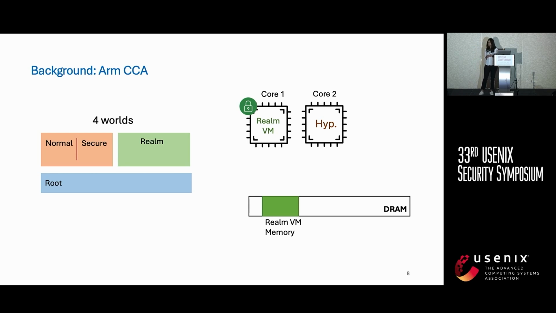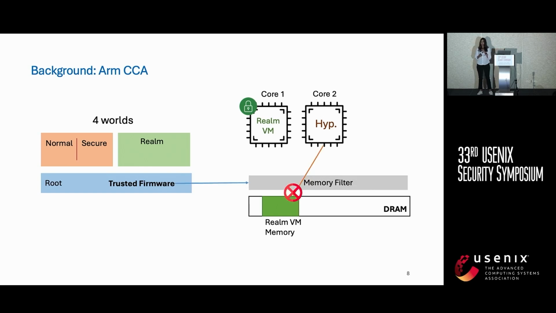Now, before I dive into any more details, we need a little bit of background on CCA. CCA instantiates 4 worlds that software can execute in, and in the most privileged root world, CCA executes a trusted firmware. And to isolate these worlds from each other, CCA introduces a memory filter on all of its processing elements that are programmed by this trusted firmware. CCA also enables the creation of realm VMs, and to isolate the realm VMs from each other, it deploys a thin layer of trusted software in the realm world called the realm management monitor. This realm management monitor, or RMM, programs stage 2 translation tables that isolate the realm VMs from each other.